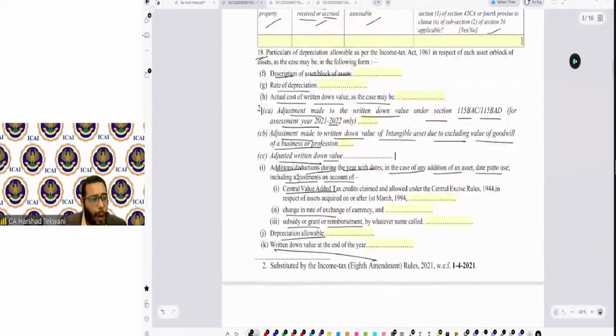And this is required to be provided either in respect of each asset or block of asset. Okay. Usually it is provided at the block of asset level rather than the each asset level. So in income tax, we classify the asset into various blocks. So based on those blocks, we do this particular kind of reporting.